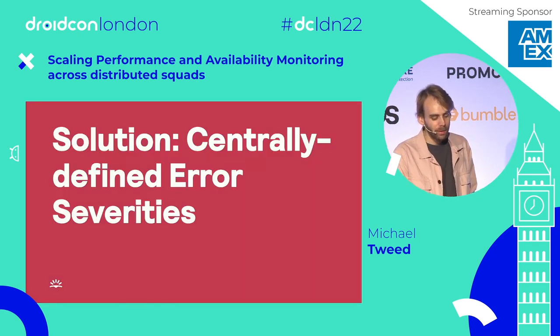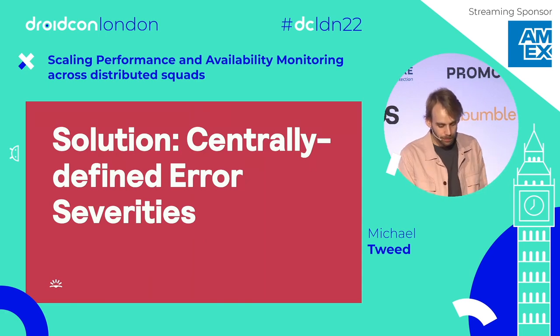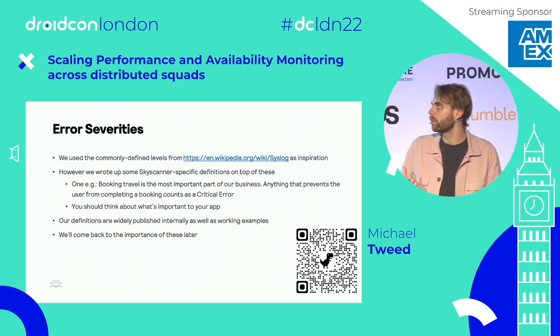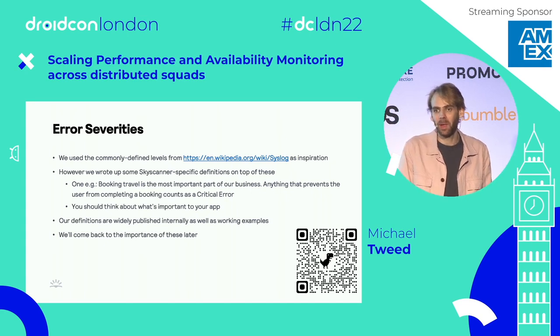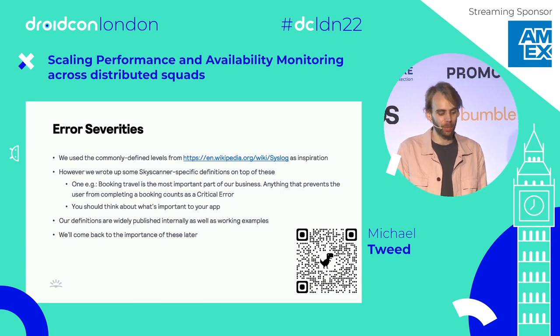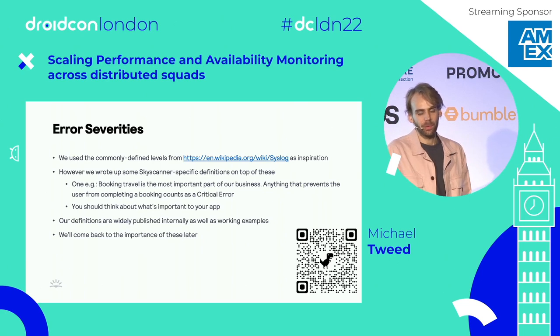And we did this by actually taking a lot of time to go through centrally defined error severities. Now, we took a lot of inspiration. All the QR codes on the slides go to the links that I have for those who are interested. But this is actually syslog, which is very, very common. I can't even say we had to research it to find inspiration. It's almost the first thing that comes up when you search. But we actually used their definitions. So they have definitions for critical versus an error versus warning versus info. But we actually put Skyscanner specific definitions on top of these.